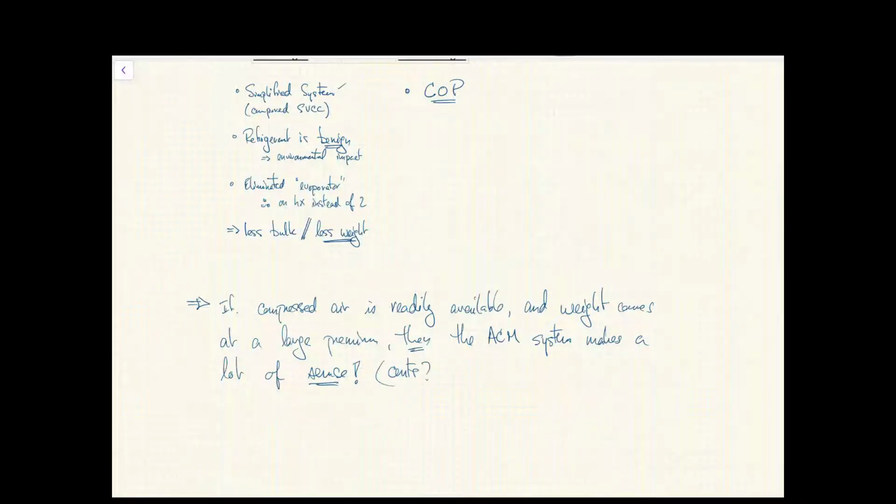Sense? Well, it doesn't cost as many cents, right?